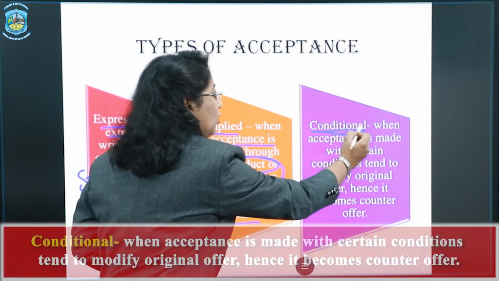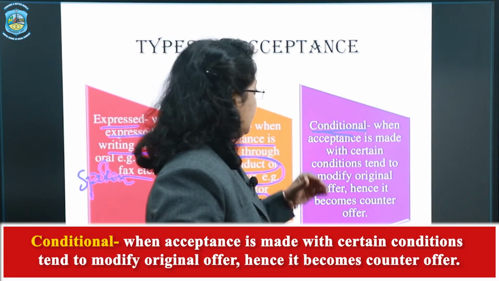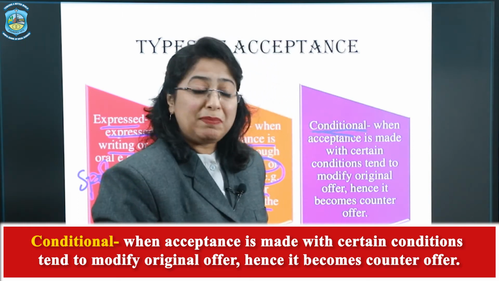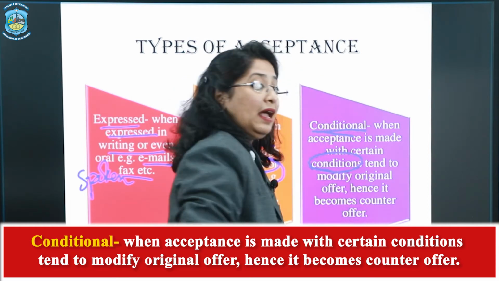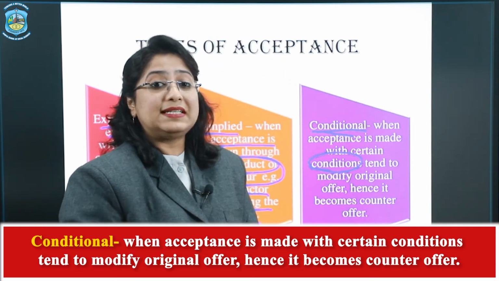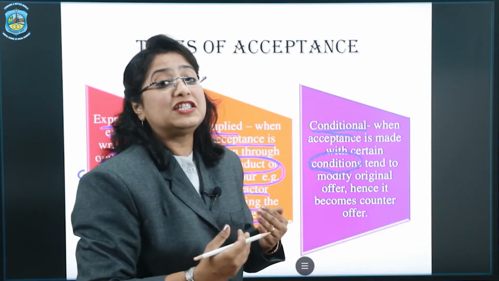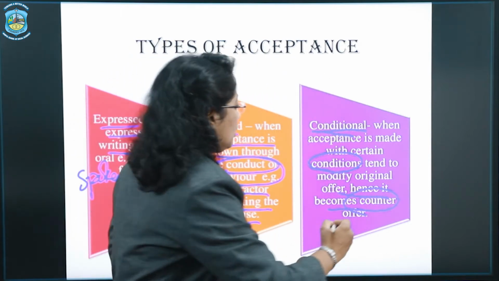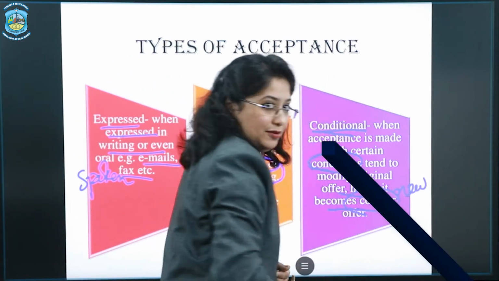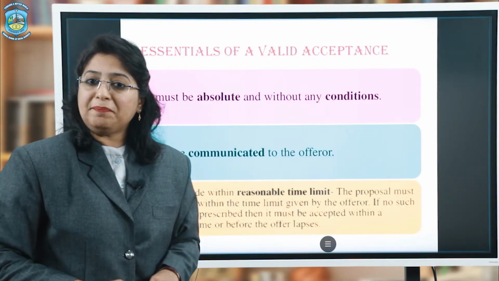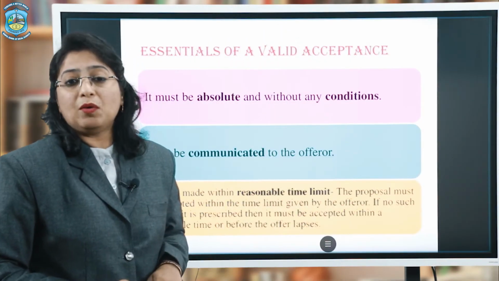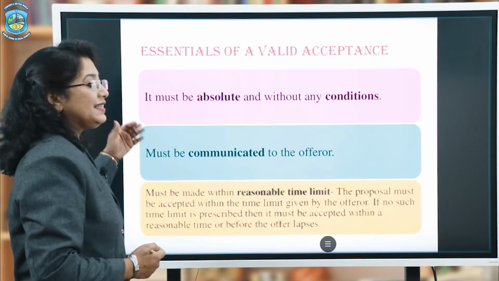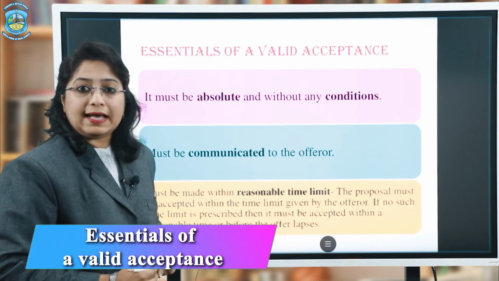Whereas the third type is conditional acceptance. In this case, the acceptance is made with certain conditions, and here the original offer gets modified. So it becomes a counter offer. So altogether it is a new offer. As per the law, it is important that acceptance should be valid. There are a few conditions which make the acceptance valid. So let's see what the basic essentials of valid acceptance are.